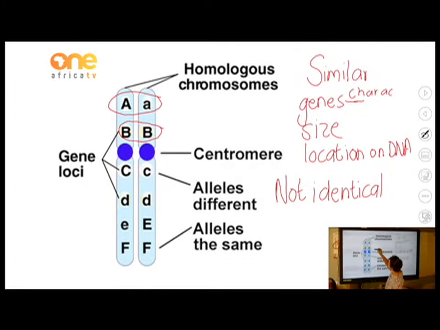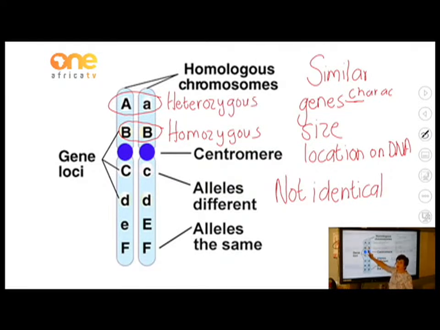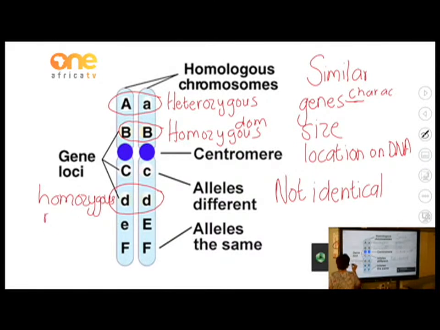If it is the same, we say this individual is homozygous for this characteristic, but it will be heterozygous for the characteristic that will play out in A. This is homozygous for the dominant feature, and here we see homozygous for the recessive feature. Good. I hope that you do follow this.